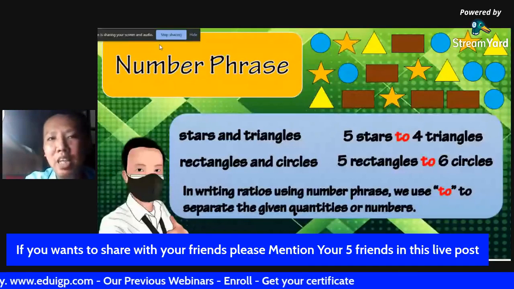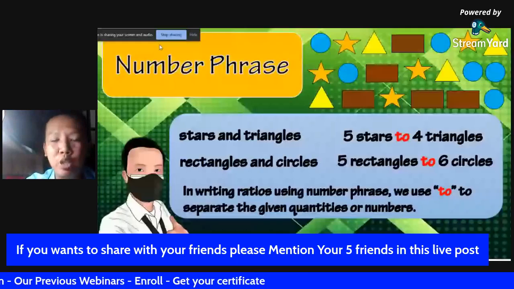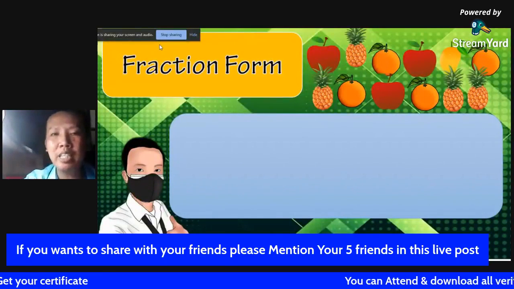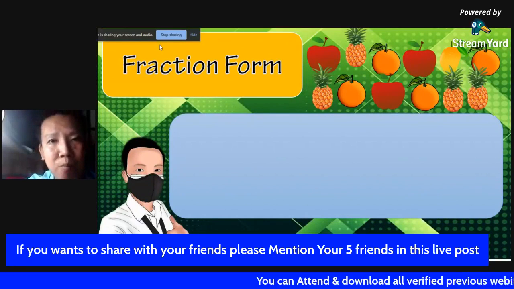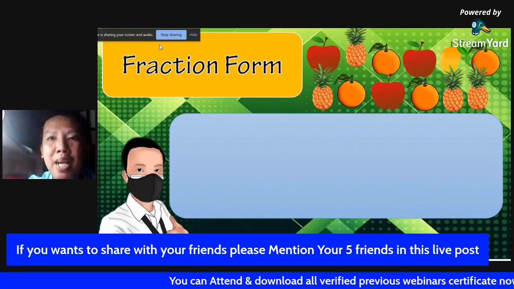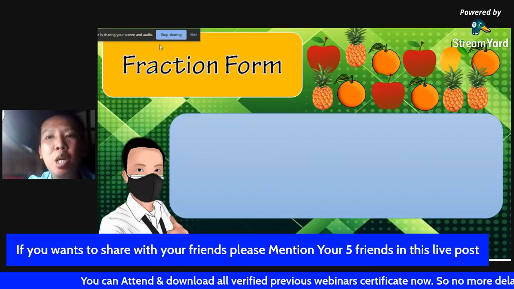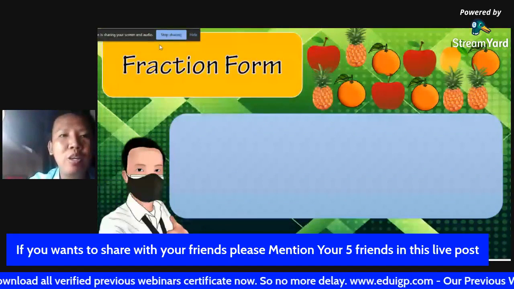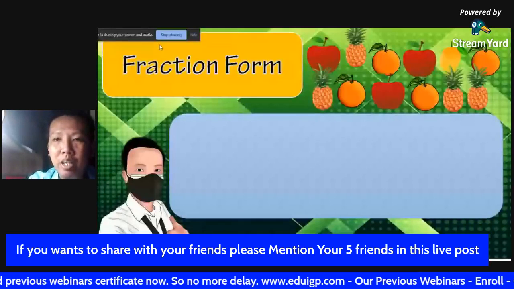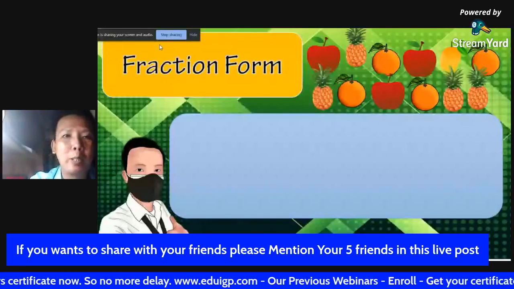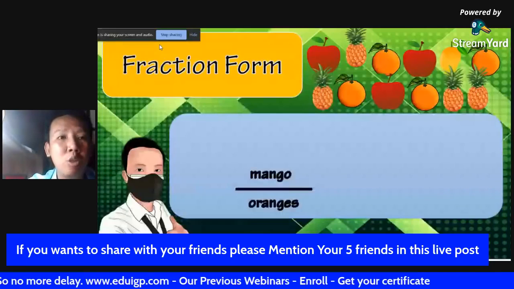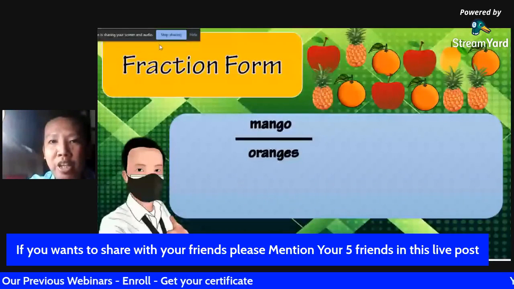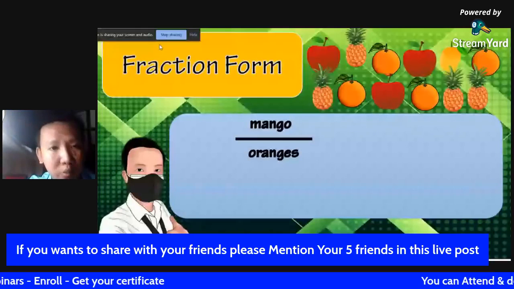Now, let's have our fraction form. Writing ratio using fraction form. So in this case, I have different fruits. We have apple, pineapple, oranges, and mango. Now, let's form a ratio using the following given fruits. So can you create a ratio using the number of mango to the number of oranges based on the given illustration?